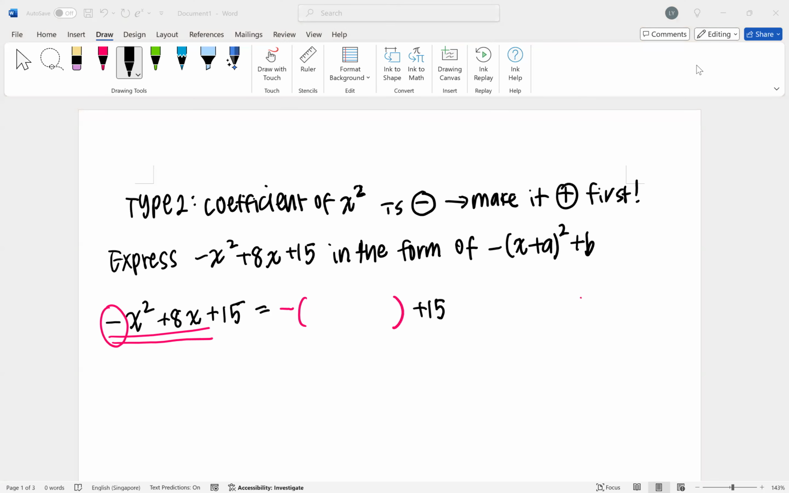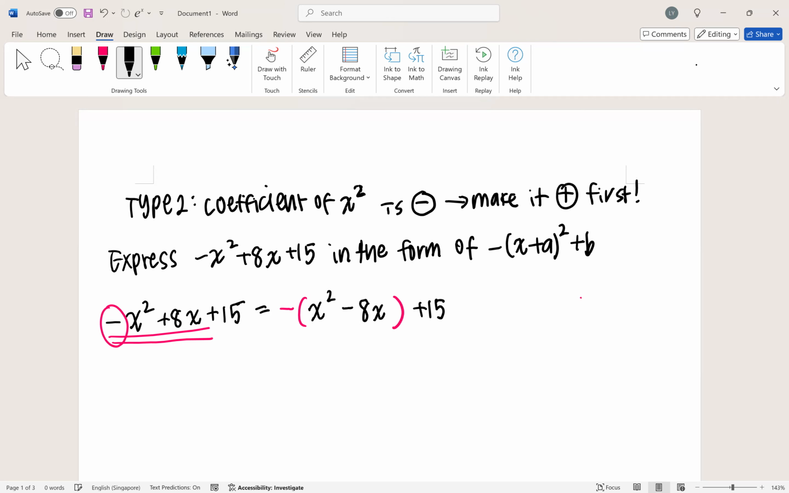So right now, type 2 is a little bit different. It's more difficult. It's whereby your coefficient is now negative. Can you see that? Your coefficient is negative. So when your coefficient is negative, you have to take out your negative. So if I take out my negative, what am I left inside the bracket? Positive x squared.